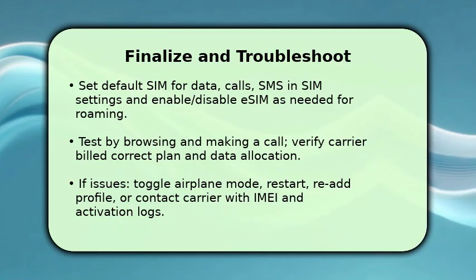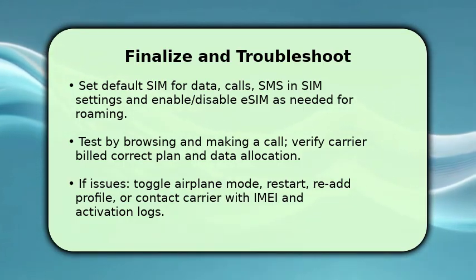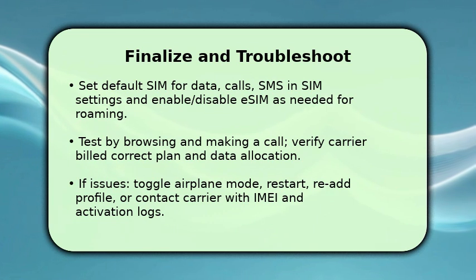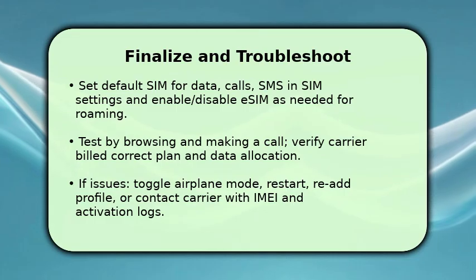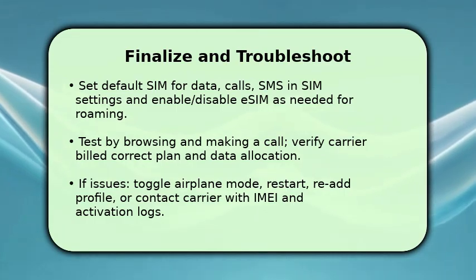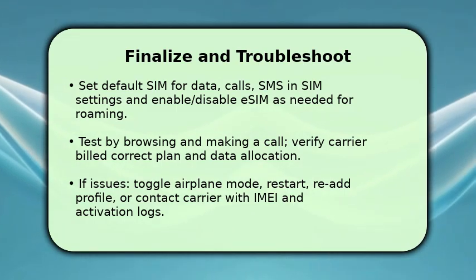If something goes wrong, try basic fixes. Toggle airplane mode, restart the pad, or remove and re-add the eSIM profile. If problems persist, contact your carrier and provide the IMEI plus the activation time so they can trace provisioning.